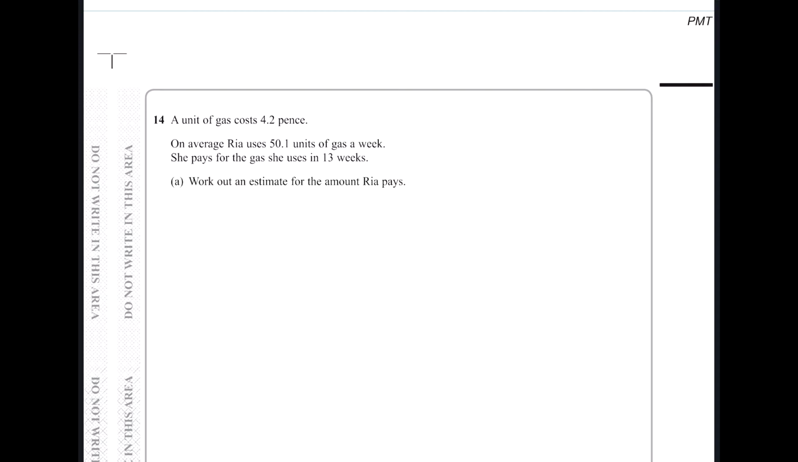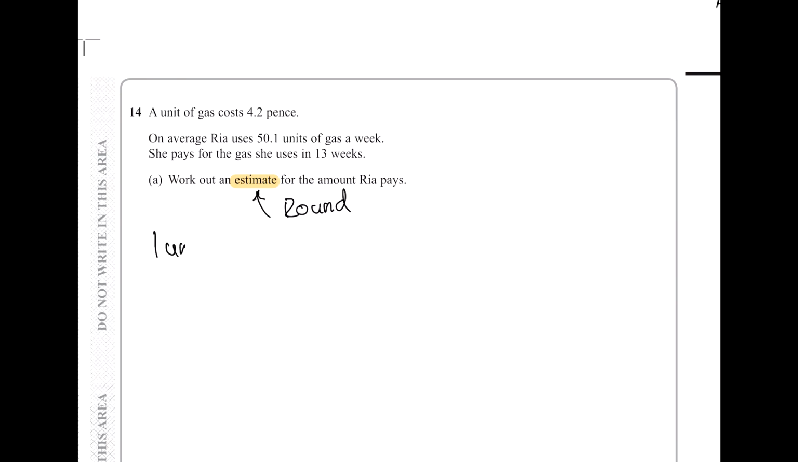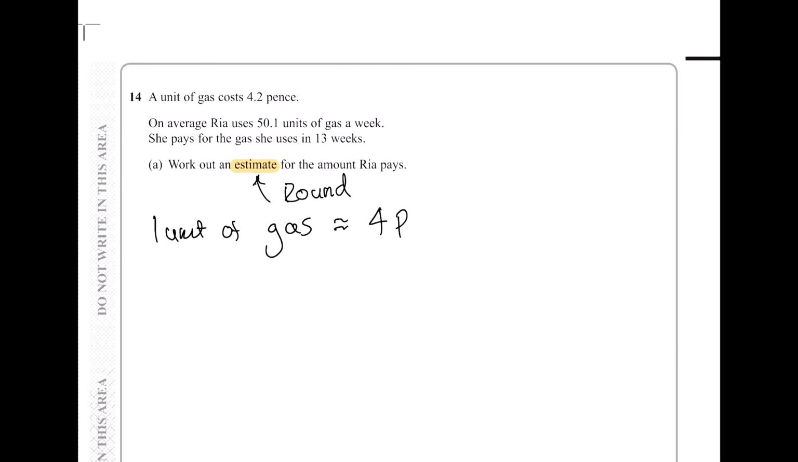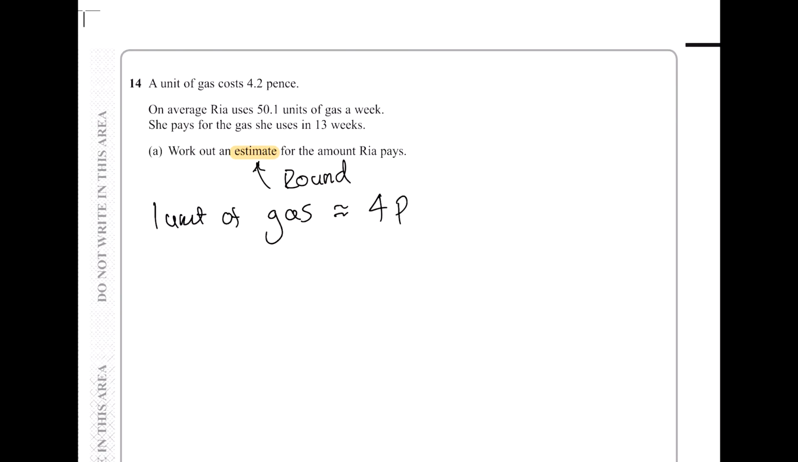So again, estimate means that we need to do some rounding. So if we're rounding, let's just say 1 unit of gas is approximately 4p. Then on average, in 1 week, Ria uses, let's just say approximately 50 units by rounding. And then let's just say she pays for the gas she uses in 13 weeks.